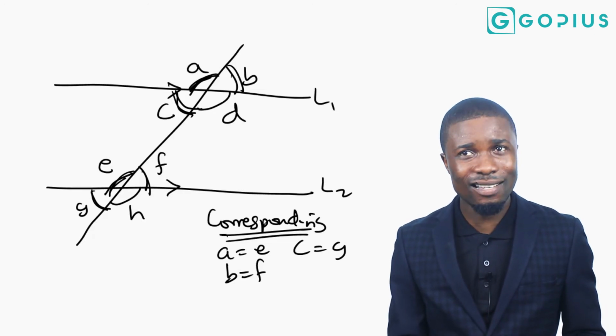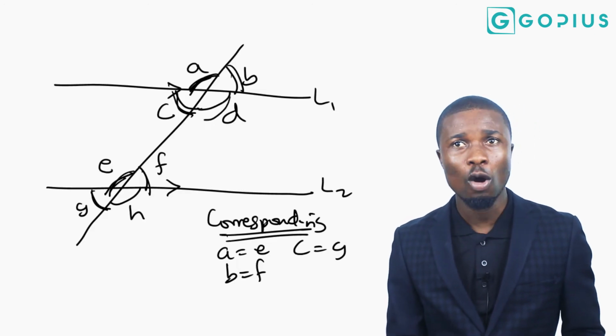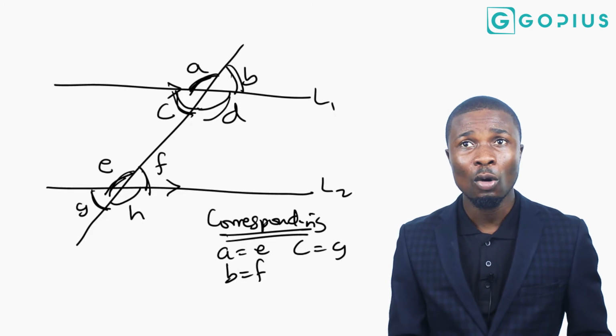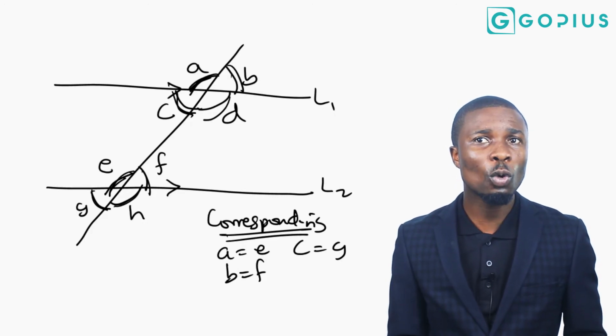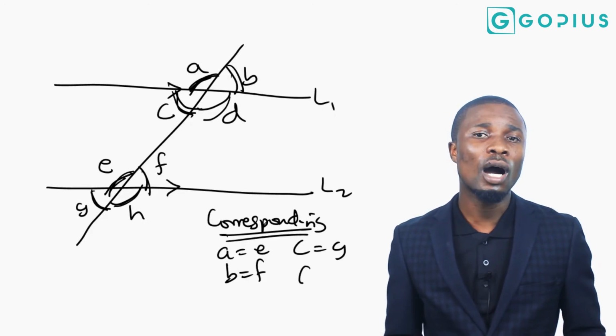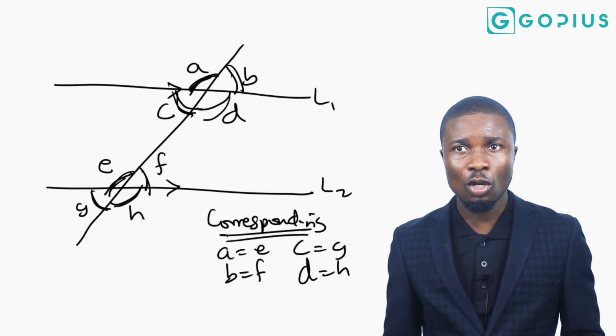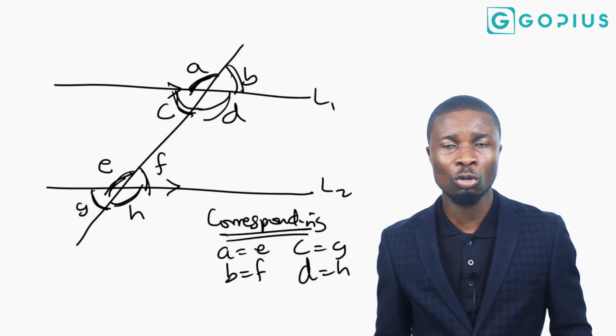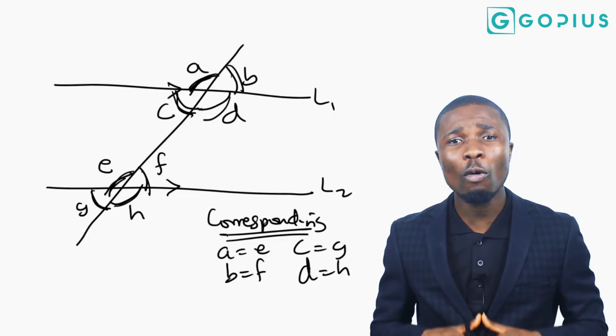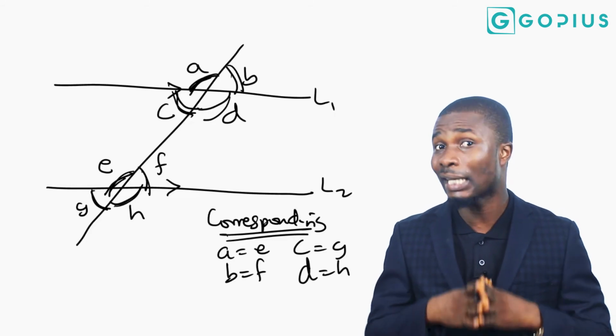And finally the last one here on the right hand side under L1, which is the first line, we have an angle D, and what we also have here under this second parallel line is H. So we can also say that H is equal to D. These are called corresponding angles in maths, and they are equal.